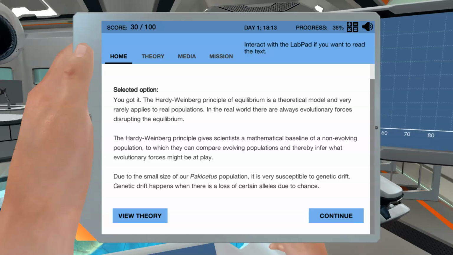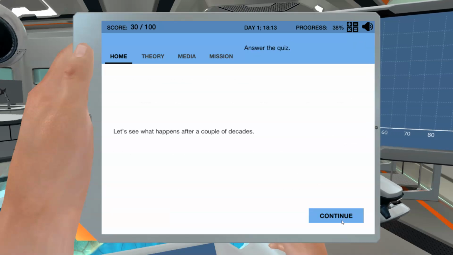Due to the small size of our Peckycetus population, it is very susceptible to genetic drift. Genetic drift happens when there is a loss of certain alleles due to chance. Let's see what happens after a couple of decades.